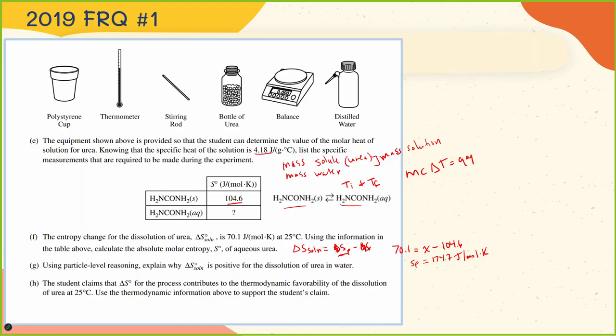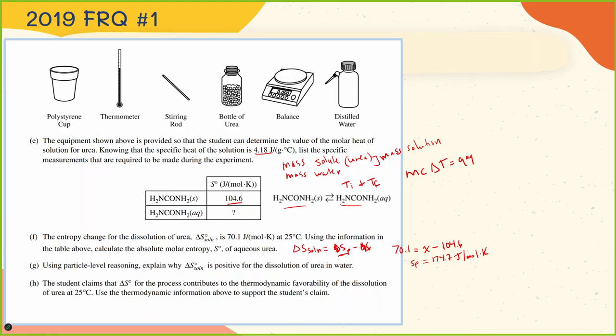So using the particle level reasoning, explain why delta S of solution is positive for the dissolution of urea. The solid particles that are in fixed position, held together by forces, have now broken apart and are being surrounded by water molecules, creating a lot more microstates. This is kind of what I'd say, but you can check out the scoring guidelines on that one to see the specific wording. But adding microstates, more randomness from going from a solid to being dissolved and spread out amongst the water molecules, that kind of thing.